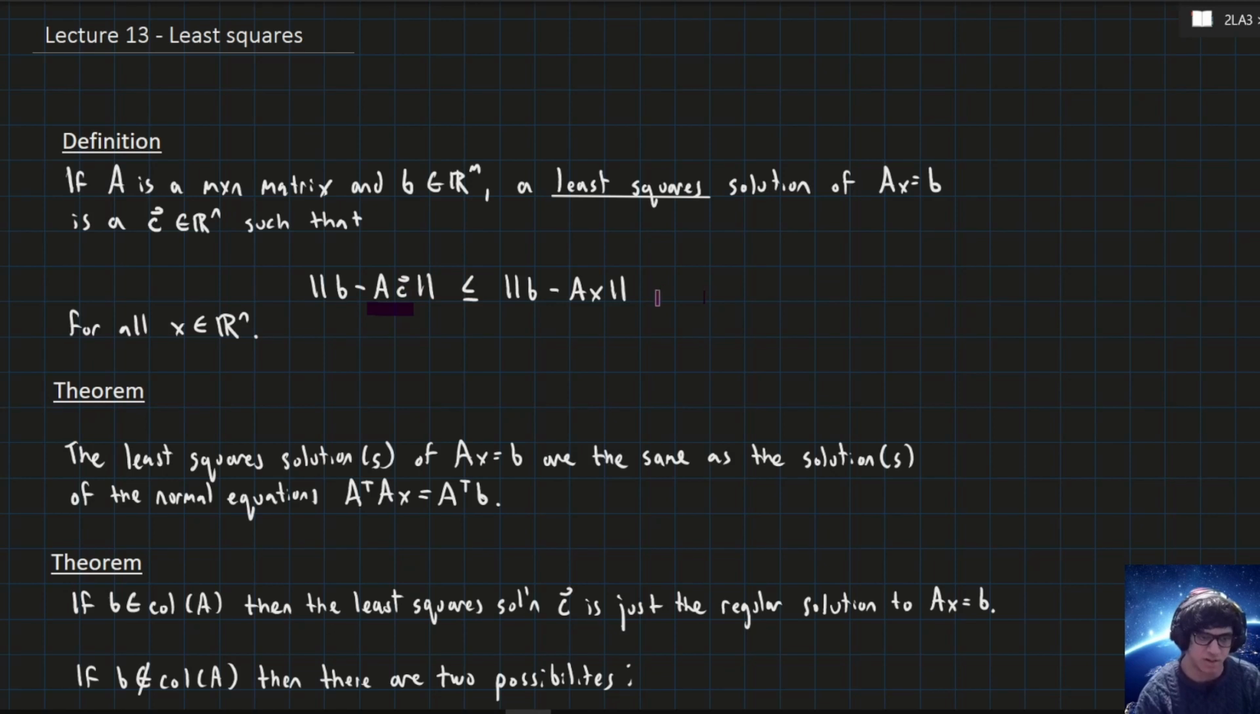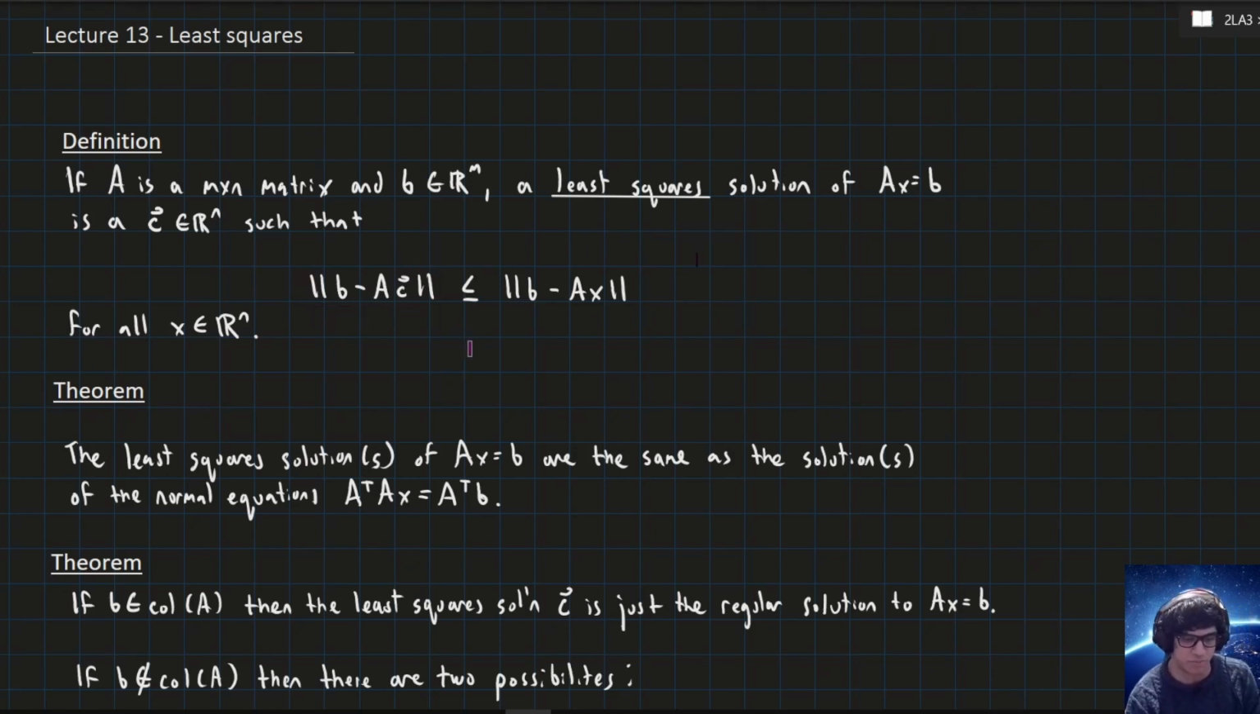And the phrase "least squares" isn't too descriptive of the situation. It's just referring to the fact that when you take the norm, you're taking the squares of the components.